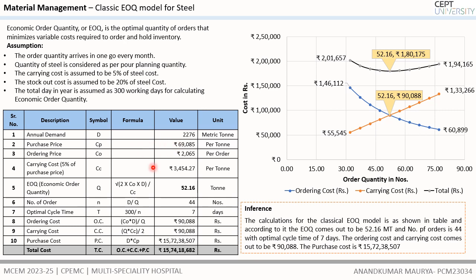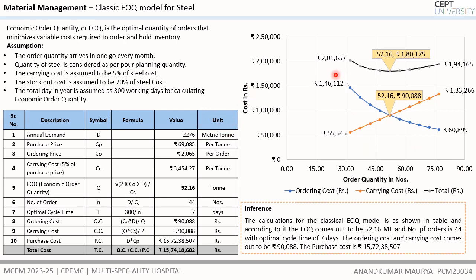The following table shows all the calculations for all the costs for the procurement, where the total cost comes to 15 crore 74 lakh 18,682 rupees for the quantity of 2276 metric ton for the entire project.